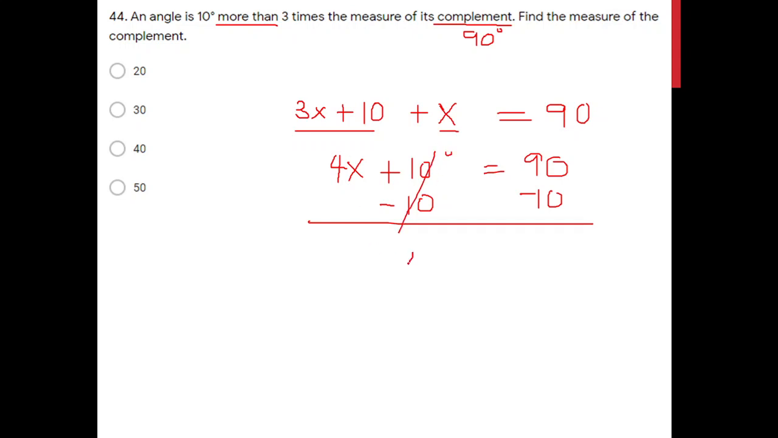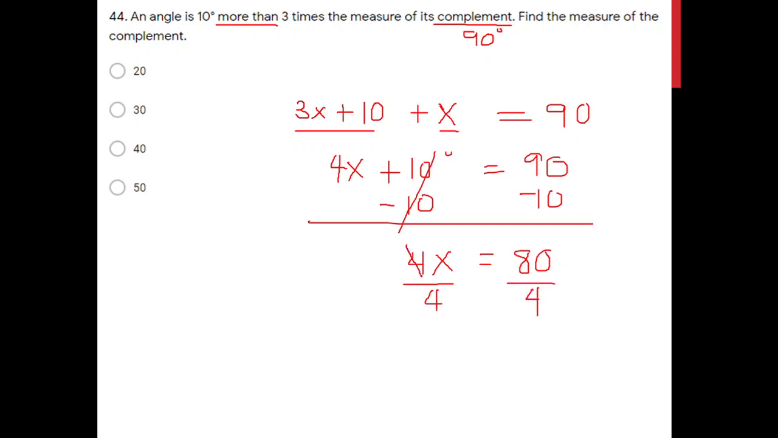I'll bring down 4x. I'll bring down the equal sign. 90 minus 10, that would be 80. Still, I need to solve for the value of x, but x here still has a numerical coefficient, and the only way to remove this one is to divide by itself, same as the other side.